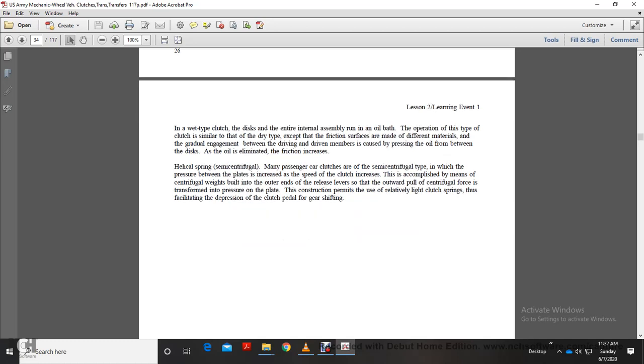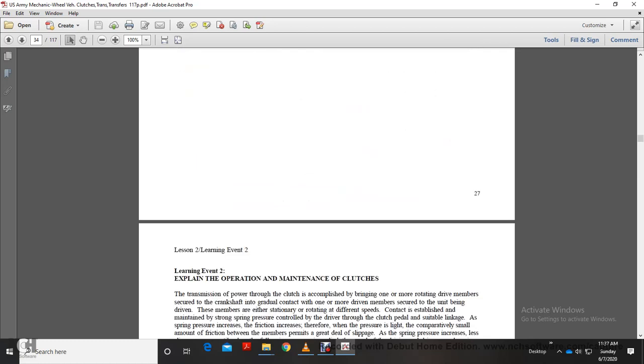Helical spring, semi-centrifugal. Many passenger car clutches are of the semi-centrifugal type, in which the pressure between the plates increases with the speed of the clutch. This is accomplished by centrifugal weights built into the release levers, which pull outward with centrifugal force and transfer the pressure to the plate. This construction permits use of relatively light clutch springs, thus facilitating depression of the clutch pedal and gear shifting.